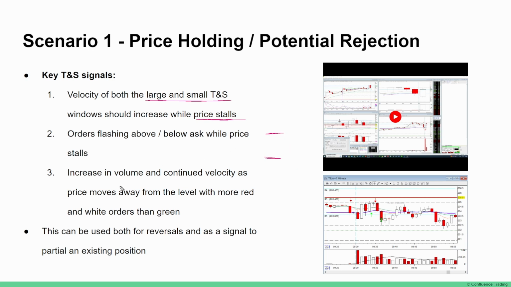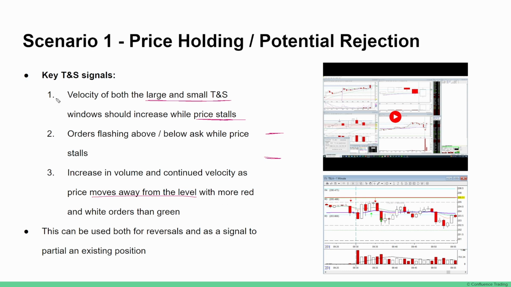The third thing that I'm looking for is an increase in volume and continued velocity as we move away from the level. So if we're failing off of a topside level, I want to see flashes of red and white orders, and I want to see many more of those than green orders. If we reject a bottom side level, I want to see green orders stepping in, right? People hitting the ask, people being impatient to get into a position, and more white orders.